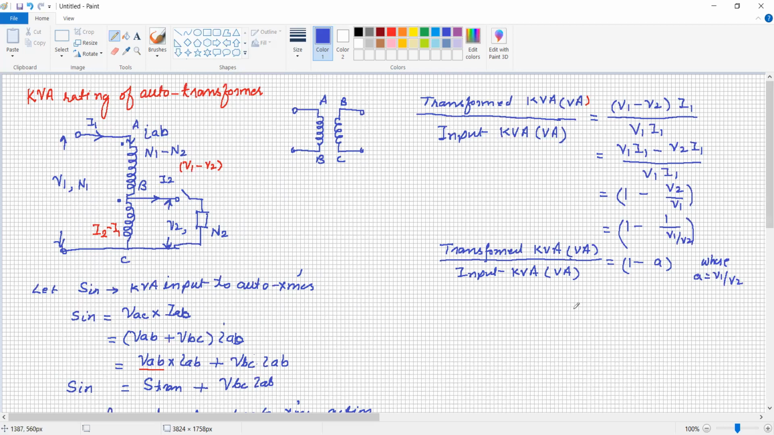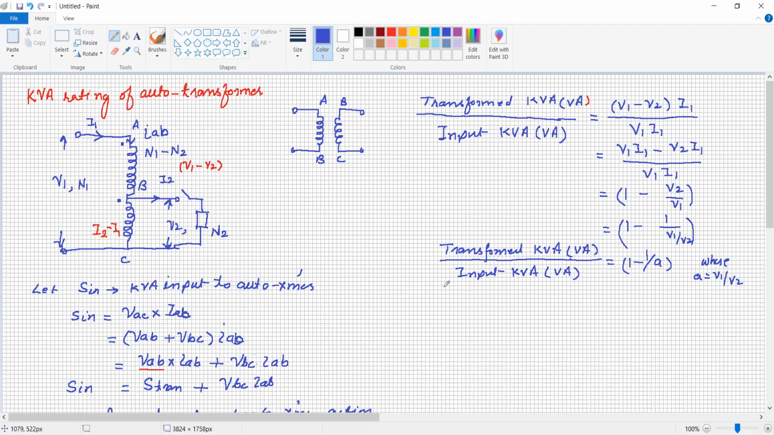Let us say the primary voltage is 200 and the secondary voltage is 50. So A is 2. Sorry, it is 1 by A, so it is 1 by 2, meaning 0.5. It means that transformation is done only 50%, and the rest of the 50% is the conduction.